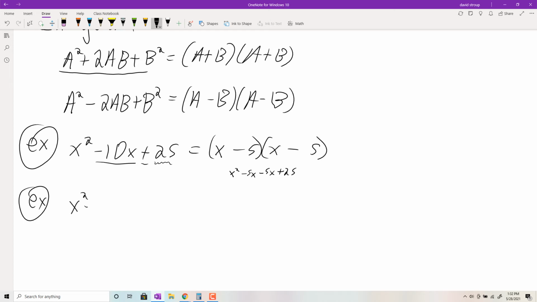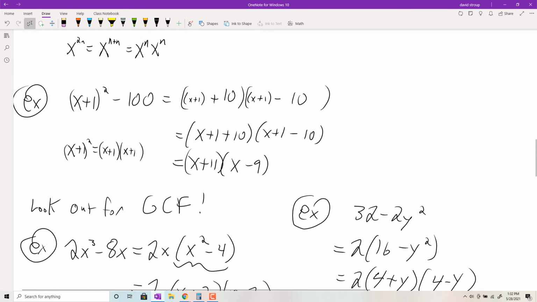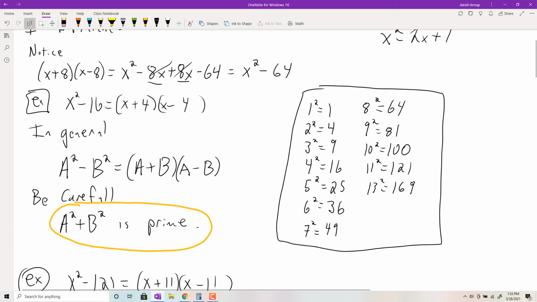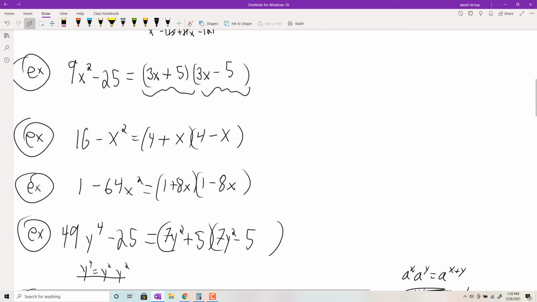Let's try another one, x squared plus 24x plus 144. So 144 is one of our perfect squares, right? Whoops, I didn't include that one. Oh, I skipped 12. I'm so sorry, guys. I should have put 12 in there. I don't know how to count, apparently. 12 is 144, and then 13 is 169. Okay, so 12 squared, 144.